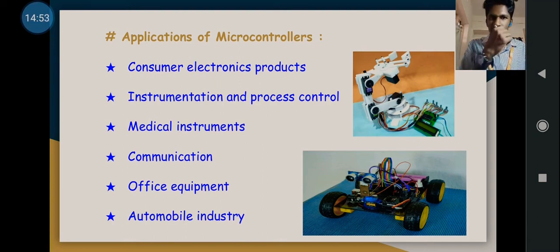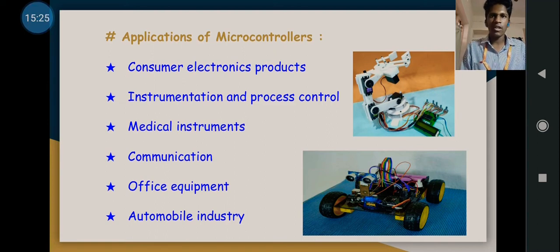In these industries, we can see the varied range of use of microcontrollers. Like in medical instruments, if we take the MRI scanning machine or the X-ray machine or whatever the machine may be, a microcontroller is present in it to make sure that everything goes very efficiently and smoothly. In the communication industry, in satellites, telephones, mobile phones, the set-top boxes of TVs, a microcontroller is present.